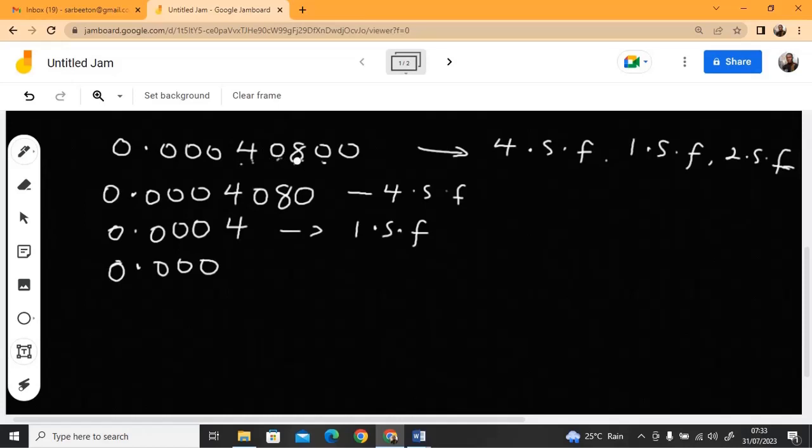You check the next number, 0 up to 5. It's not up to 5. You make it what? 1. You add it to this one, making 1. So this is what? 4, 1. This is what? 2 significant figure.